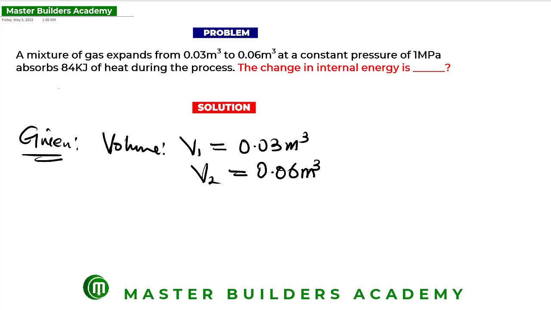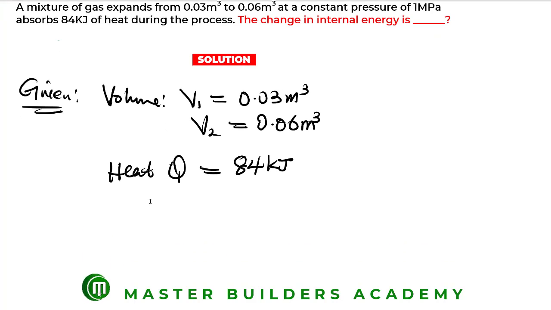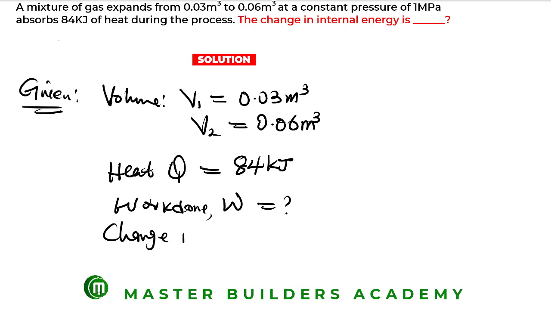And then we are given heat Q, and that heat is given as 84 kilojoule. Can you see it? And then we are asked to find internal energy. But remember, work done, W, is not given. And the change in internal energy is unknown. This is actually what we are asked to look for.